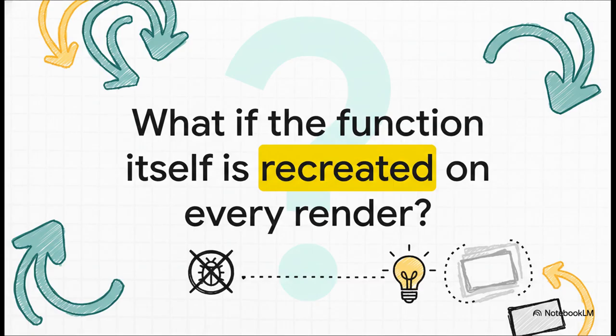But hold on a second, there's a catch, isn't there? What happens if that handle safe function is defined inside our component? Well, if it is, then it's getting recreated on every render anyway, and we're kind of right back where we started. So how do we solve this little puzzle?